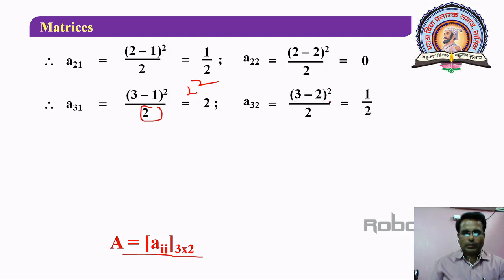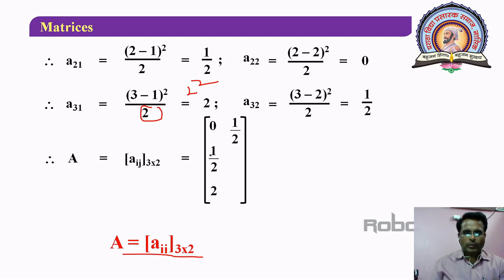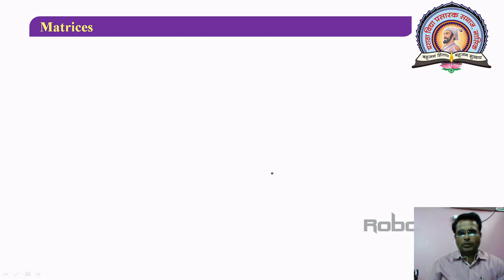In this way you can consider the remaining elements, and therefore matrix Aij consists of, we have already seen previously 2 elements 0, 1 by 2, and this element is A21. A21 is coming here, 1 by 2. Then this element is A31, that's coming here, 2. Then this element is A22, that's coming here, that is 0, and A32 is coming here. So this way you can construct a matrix of order 3 by 2.